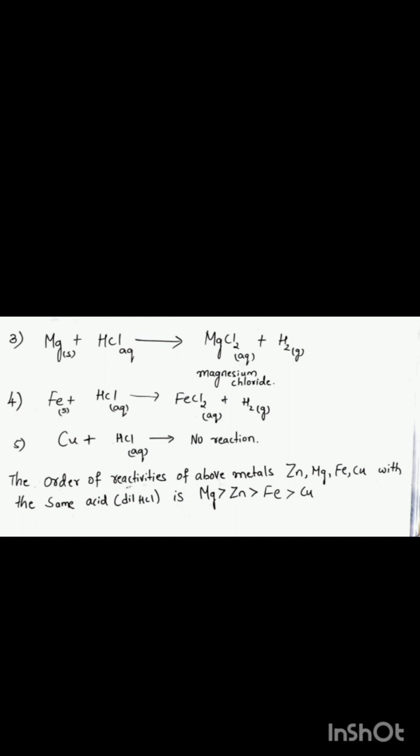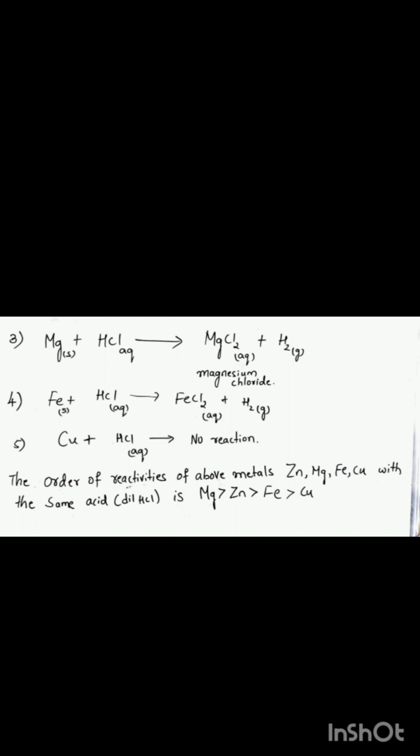In the fifth example, you can observe that copper is not going to displace hydrogen from the dilute hydrochloric acid. There is no reaction here. Why? Because this shows that the order of reactivity of these metals towards the same acid, that is hydrochloric acid, is not the same. The order of reactivity of the above metals based on experimental data was found to be: magnesium reacts more vigorously than zinc, which reacts more vigorously than iron.